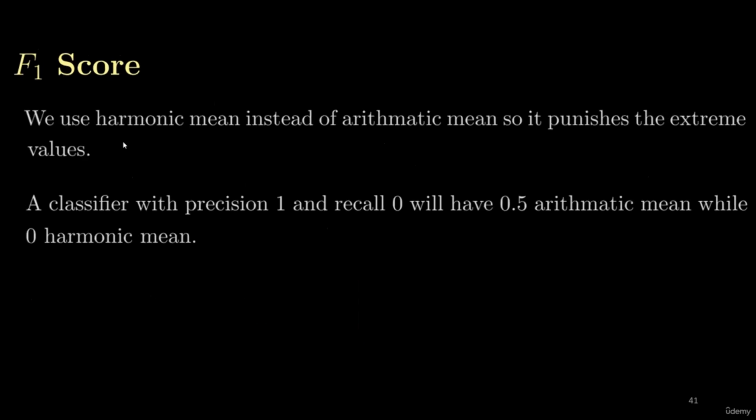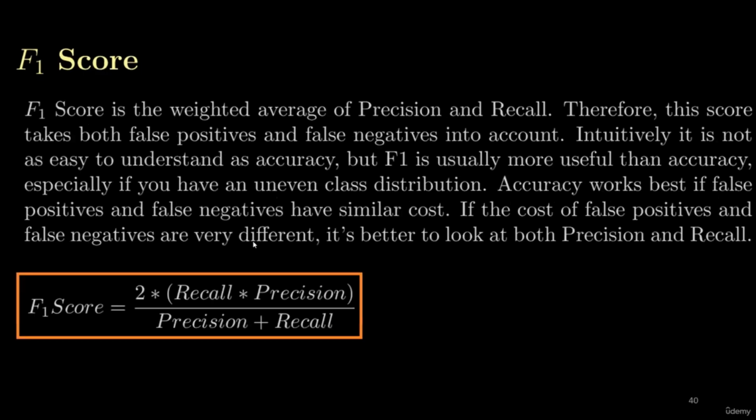Now, in F1 score, we are using the harmonic mean, so it punishes the extreme values more. A classifier with precision 1 and recall 0 will have 0.5 arithmetic mean while 0 harmonic mean. So this equation is called the harmonic mean of recall and precision. Now, why is it important? Because if either recall or precision is 0, its harmonic mean is 0. But the arithmetic mean is different.